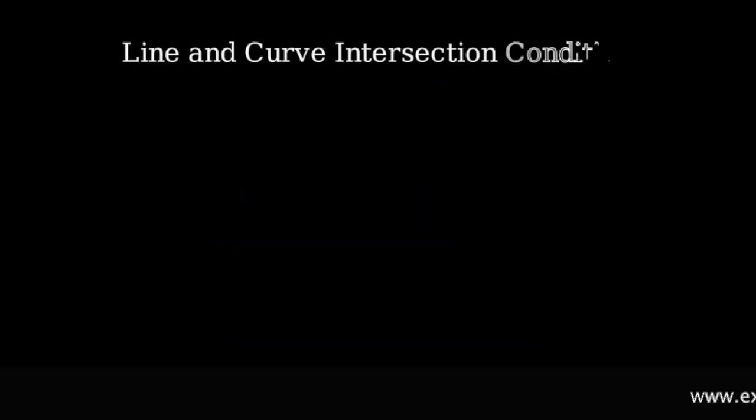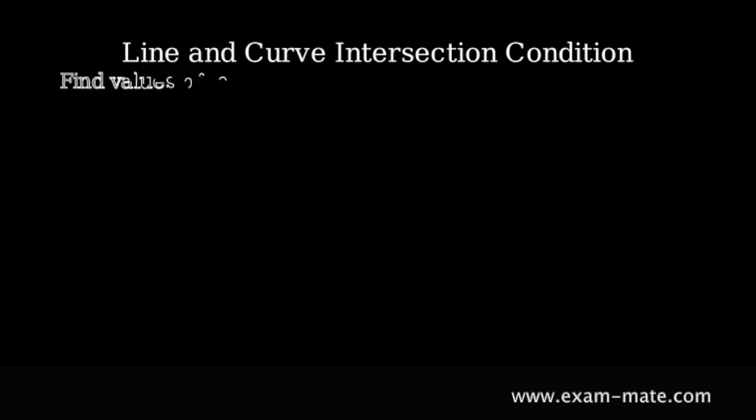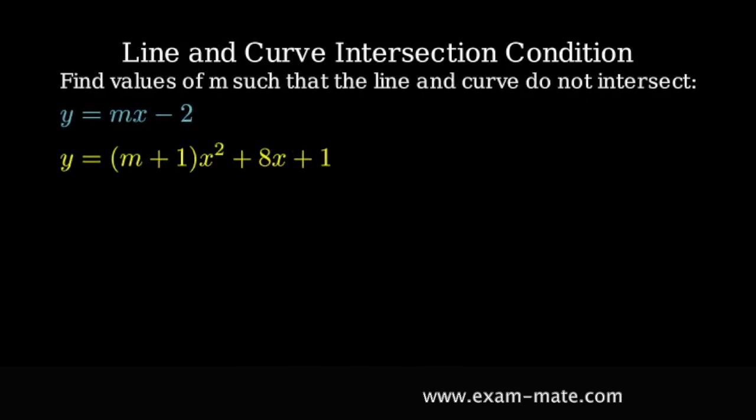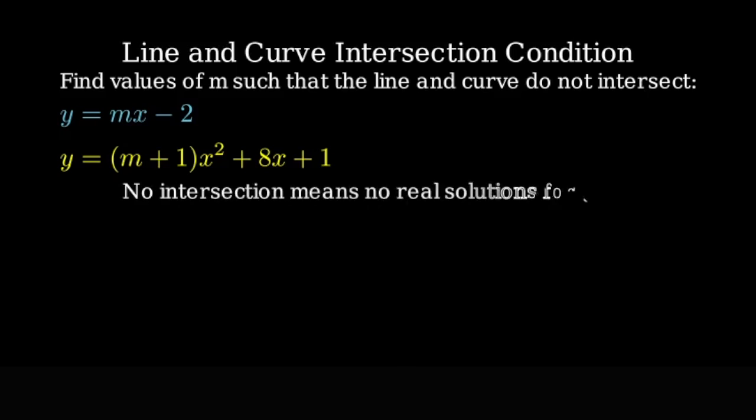Welcome! In this video, we'll solve an interesting problem involving a line and a curve. We need to find the values of the parameter m, for which the line y equals mx minus 2 does not touch or cut the curve y equals (m plus 1) times x squared plus 8x plus 1. The condition does not touch or cut means that the line and the curve have no points in common. Algebraically, this happens when the system of equations formed by the line and the curve has no real solutions.